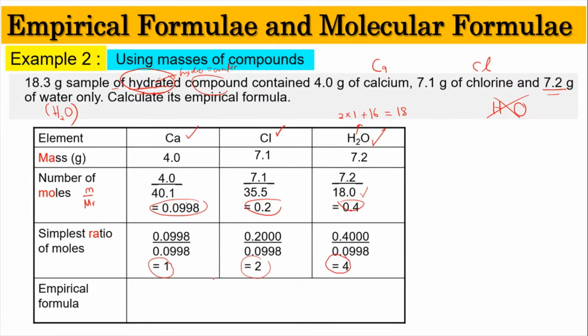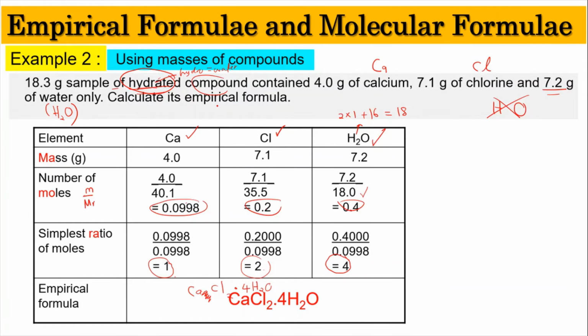And once we get the simplest ratio to be in the integer, so we can write the empirical formula to be Ca1 Cl2 · 4H2O. Okay, for this case it is quite special because it is hydrated, so you put a dot and then number 4 at the front of the H2O here. Okay, and as usual, number 1 here is usually ignored, so we're going to write it as CaCl2 · 4H2O because it is a hydrated compound.